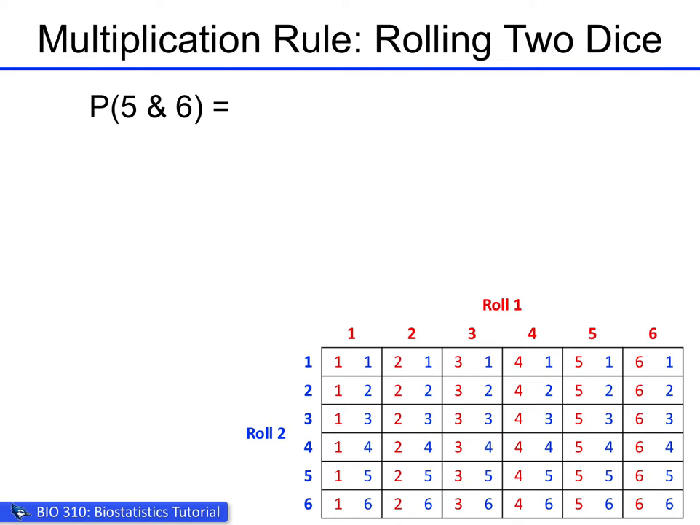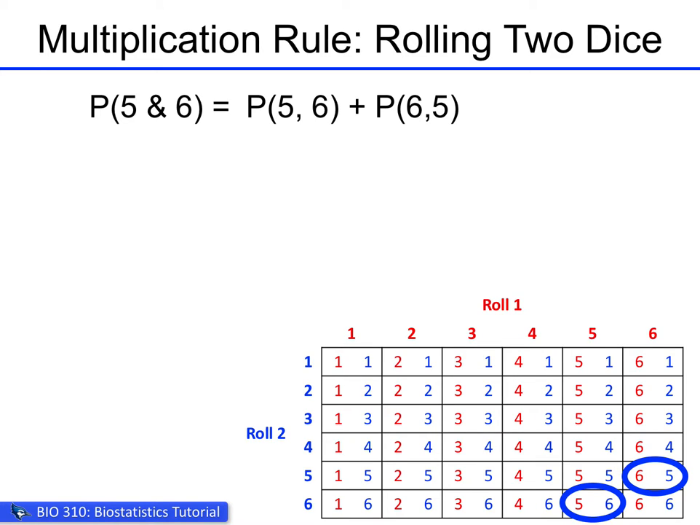All right, now let's take a different case, and here we want to find the odds of rolling a 5 and a 6. So in this case, there's 2 different ways that this can happen. Okay, on this table down here, we have roll 1 shown in red, roll 2 shown in blue, and if we want to look at the cases where we get a 5 and a 6, we could roll a 5 and then a 6, or we could roll a 6 and a 5.